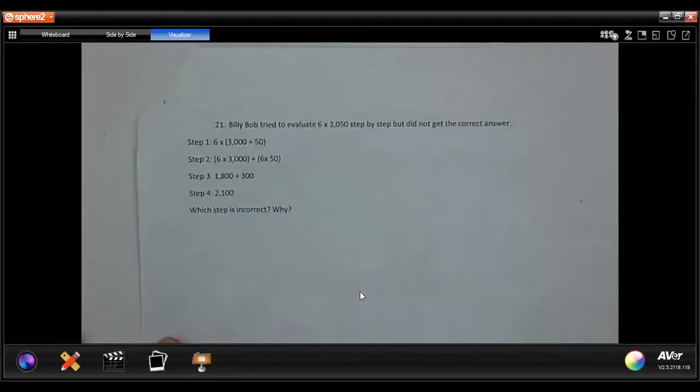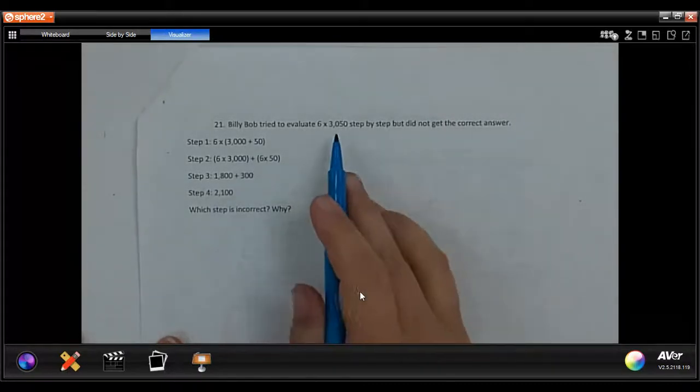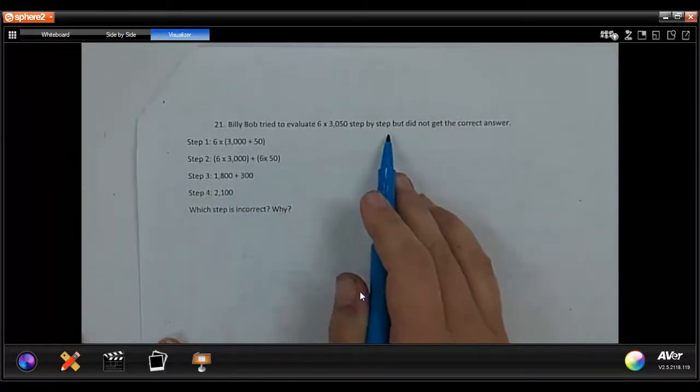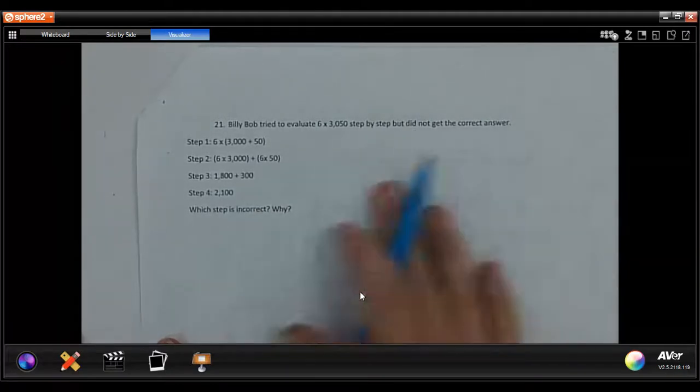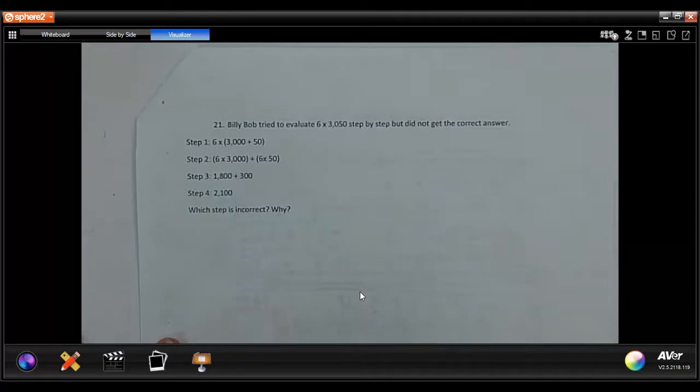All right, the last one, number 21. Billy Bob tried to evaluate 6 times 3,050 by step, but did not get the correct answer. So we're going to go through his steps and see which one he did not get the correct answer for.